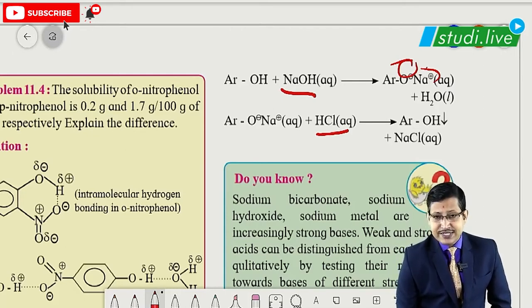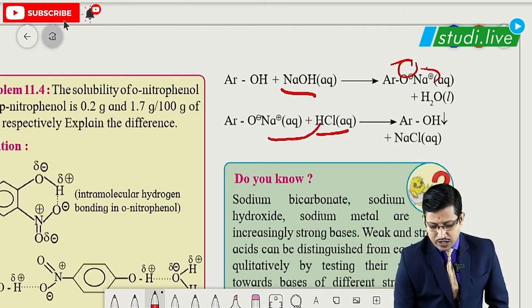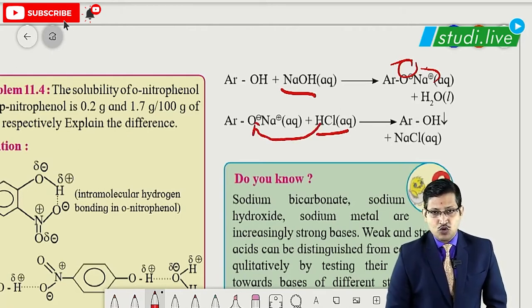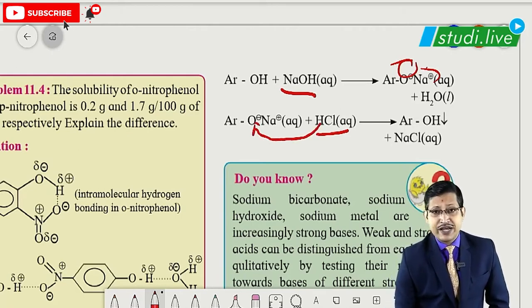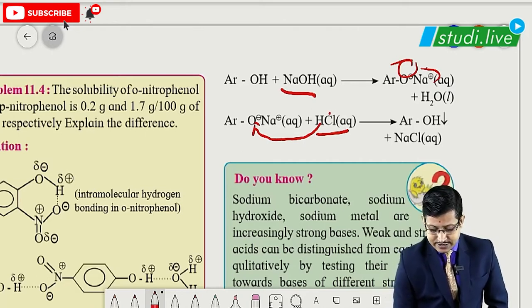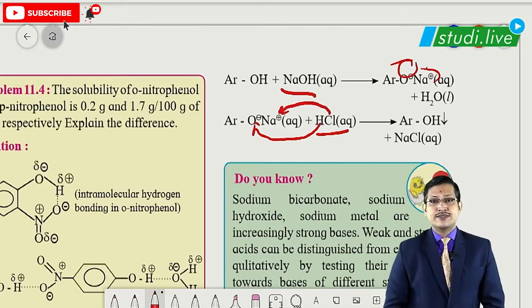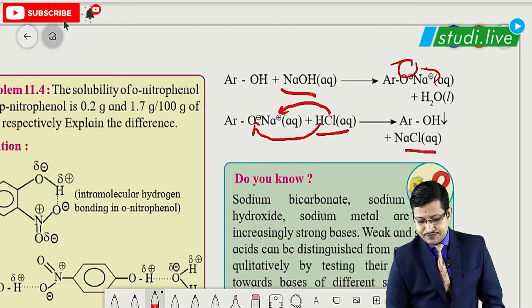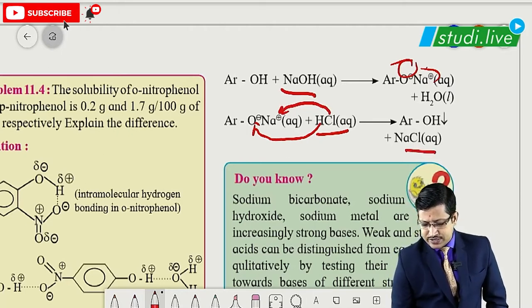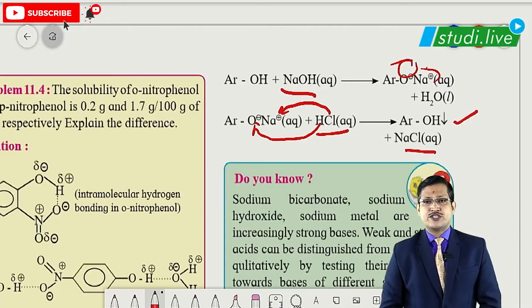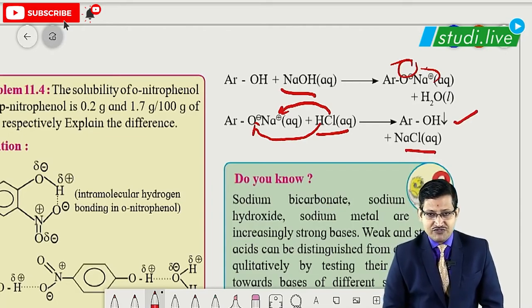Now when it reacts with HCl, this H is going to combine over here with O minus, and this Cl will combine with Na plus, isn't it? This Cl is going to combine with Na plus, and that is how you get NaCl. And H combining with ArO minus gives you ArOH. So this is how you get the formation of phenols.